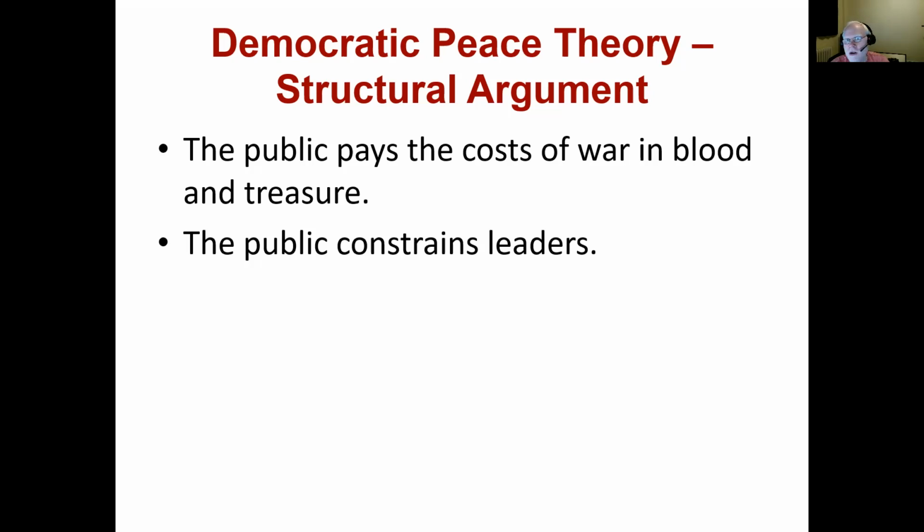Because they know they're going to be paying these costs, the public will typically oppose wars before they happen, and they will use their powers within a democracy, like the threat to vote leaders out, to constrain leaders, saying, if you go into this war, we will punish you and remove you from office. Even in authoritarian regimes, it's the public who pays the cost of war. But even if they oppose the war, they lack the ability to constrain leaders.